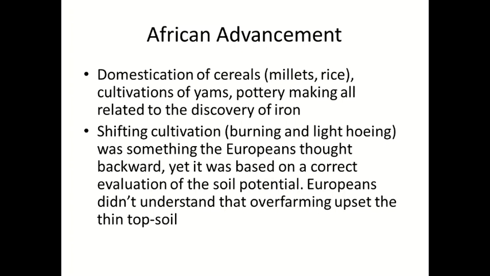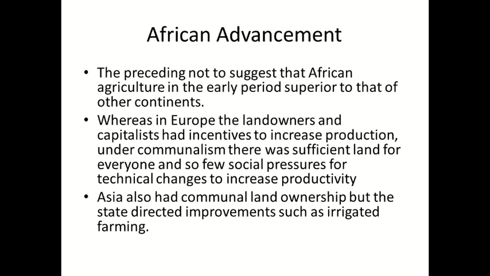Then going further on agriculture, we have shifting cultivation, burning and light hoeing, something the Europeans thought was actually backward. Yet it was based on a correct evaluation of the soil potential of Africa. Europeans didn't understand that over-farming upset the thin topsoil. Of course, this is not to suggest that African agriculture in the early period was superior to that of other continents.